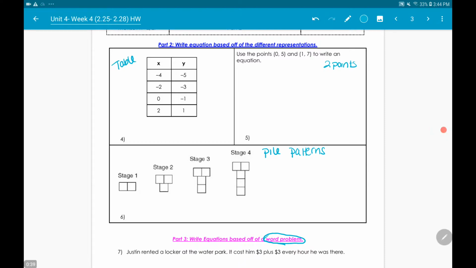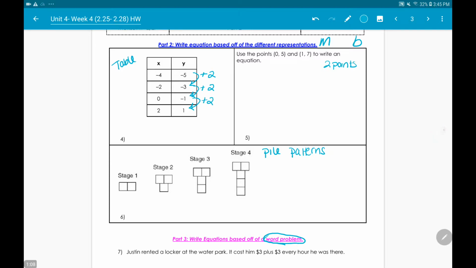Remember, we need to find M and we need to find B in order to write our equations. So M is our slope. Let's start there. Let's see, the change in Y seems to be -5 to -3. That seems like we're adding 2. -3 to -1. Same thing, I'm adding 2. -1 to 1, following my pattern of adding 2.